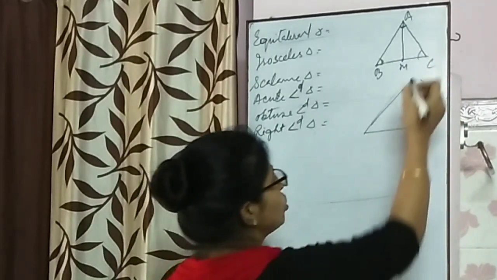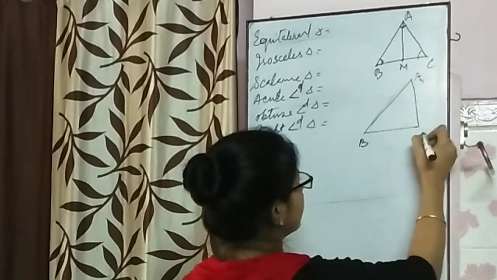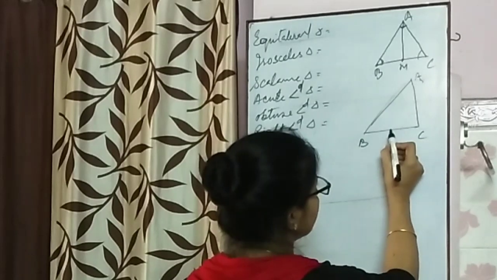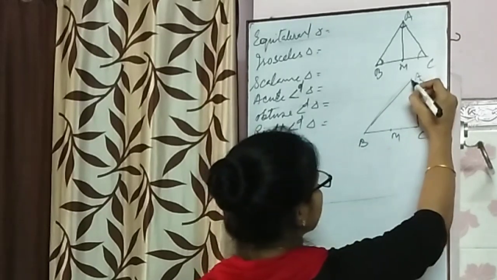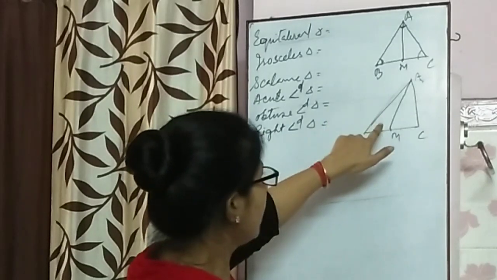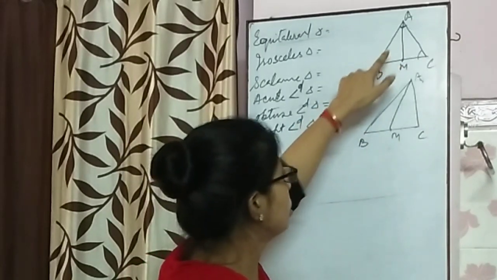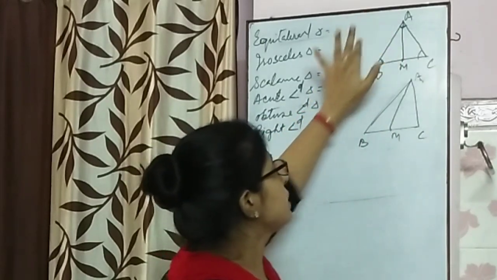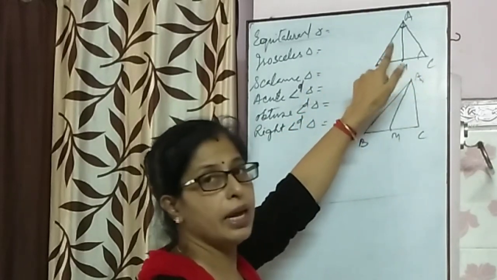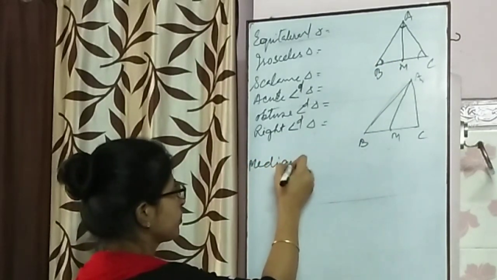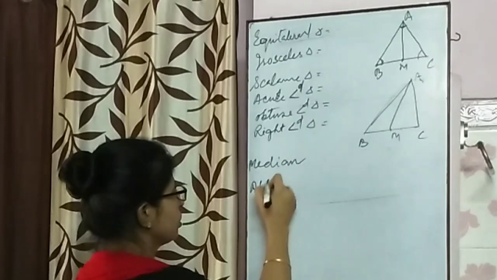Suppose it is another triangle, then for finding the median, what will be done? From here you find the midpoint and join it up. Why have I drawn another triangle? Because to show you the difference of these two. Actually, as it is an equilateral triangle, the median and the altitudes are both the same. Now median and altitudes.